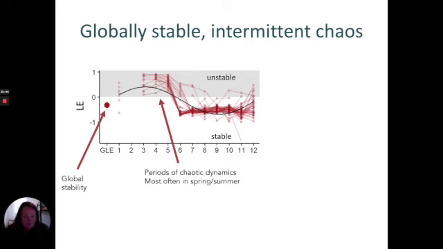So one implication of this is that we might end up with a global LE, this global stability value, around 0, because everything converges in the winter. And if winters become sufficiently mild, this may no longer happen. So things may become less predictable if we don't have this kind of reduction in abundance and resetting of the system every winter.